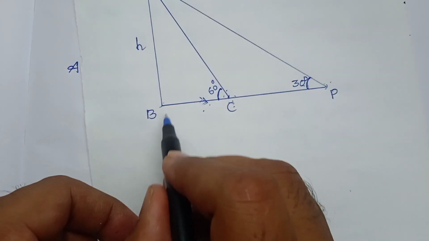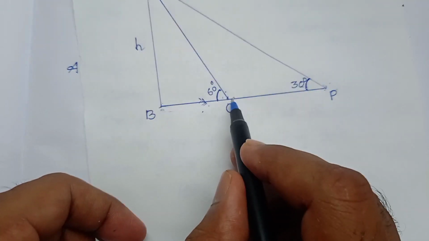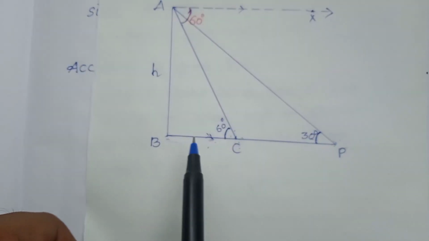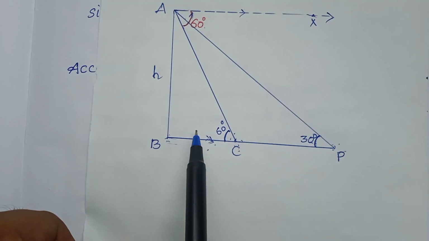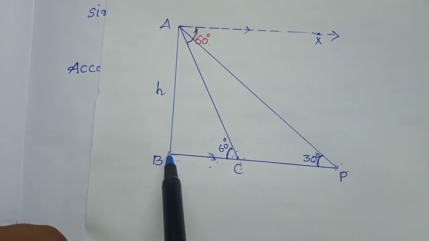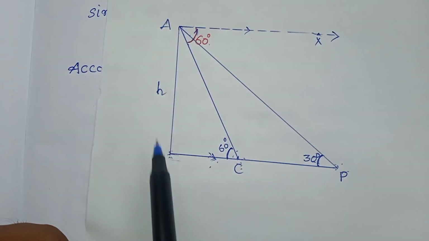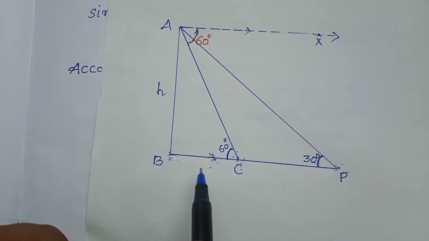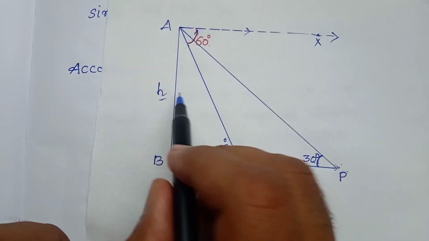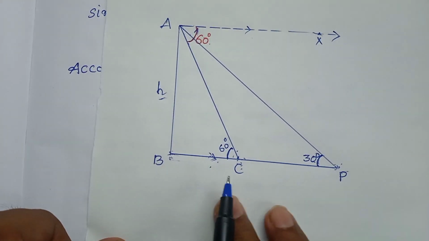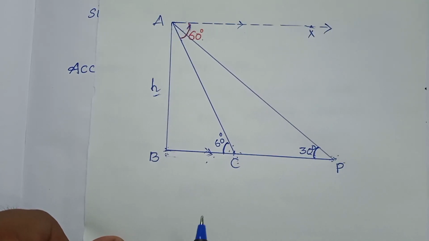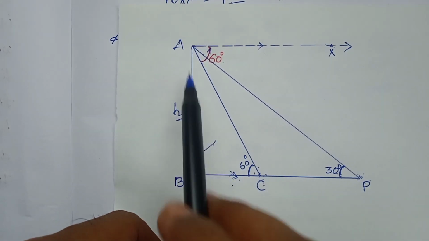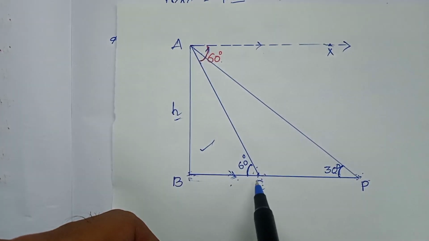Now see, we have to prove that the length CP is double the length BC. To prove this, here we have two right angle triangles with a common side. See, AB is the common side of two right angle triangles. That is, ABC is one right angle triangle and ABP is the other. We will use the side AB as the common side and try to prove this. First we consider this triangle, that is the triangle ABC.